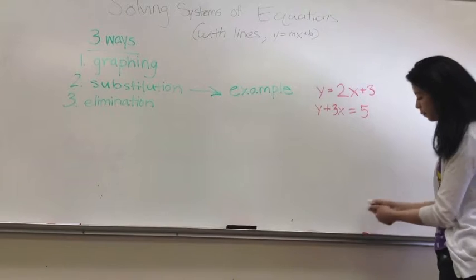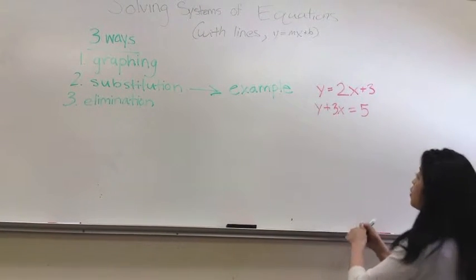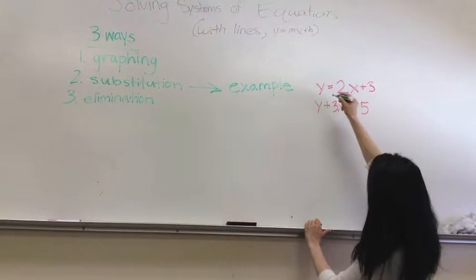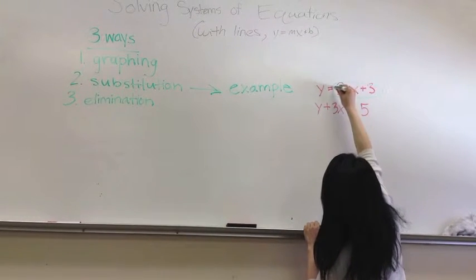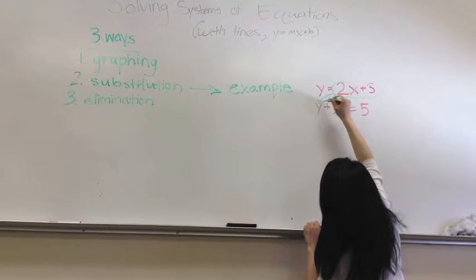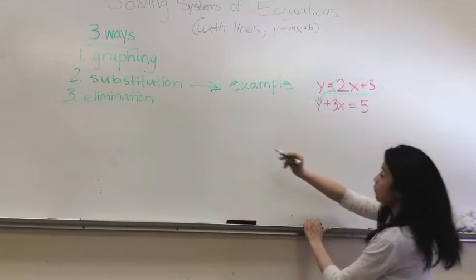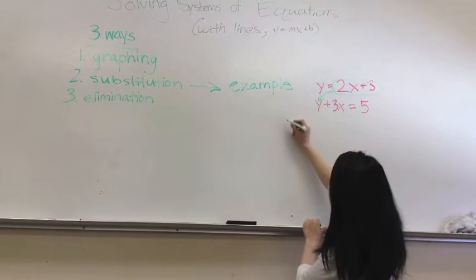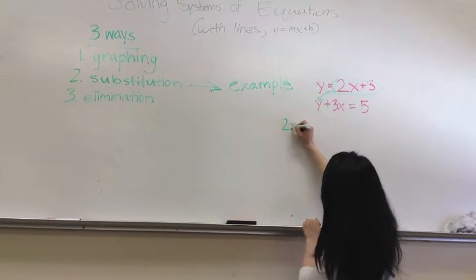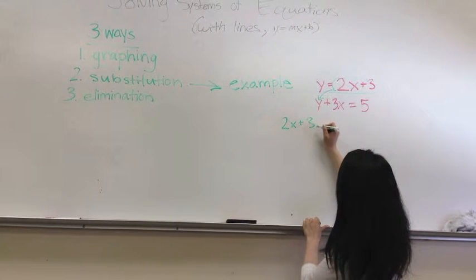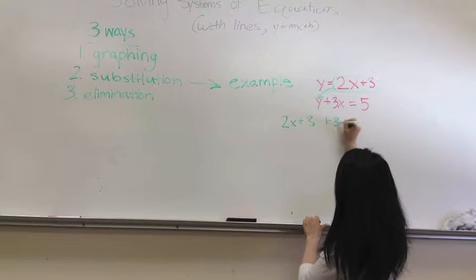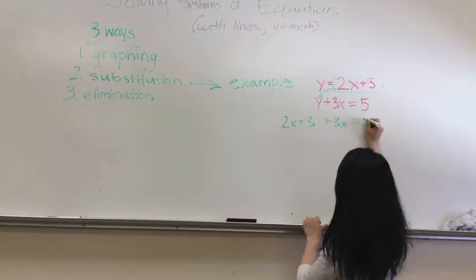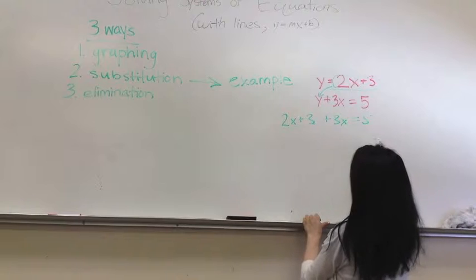To solve this using substitution, we would just take this y, which is equal to this, and plug it in for this y, because y is the same as y. So once we plug it in, we would have 2x plus 3, which is the same thing as y, right? And then plus 3x equals 5. And then we would just go on from here.